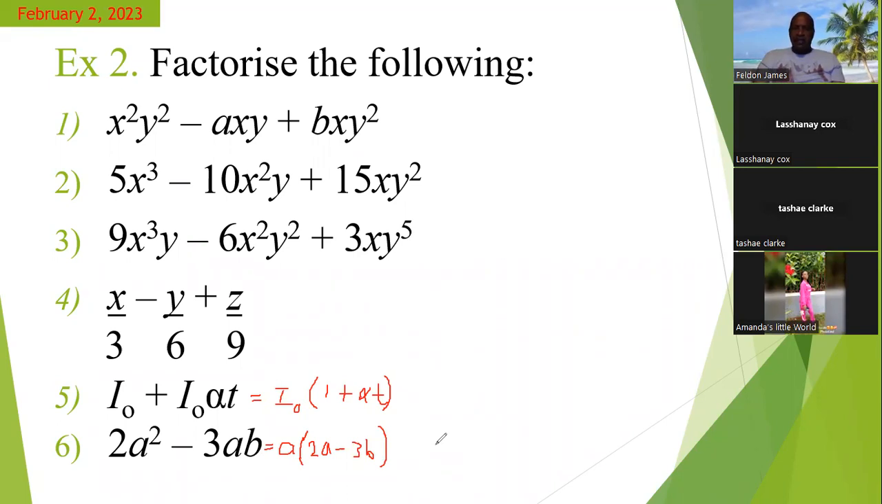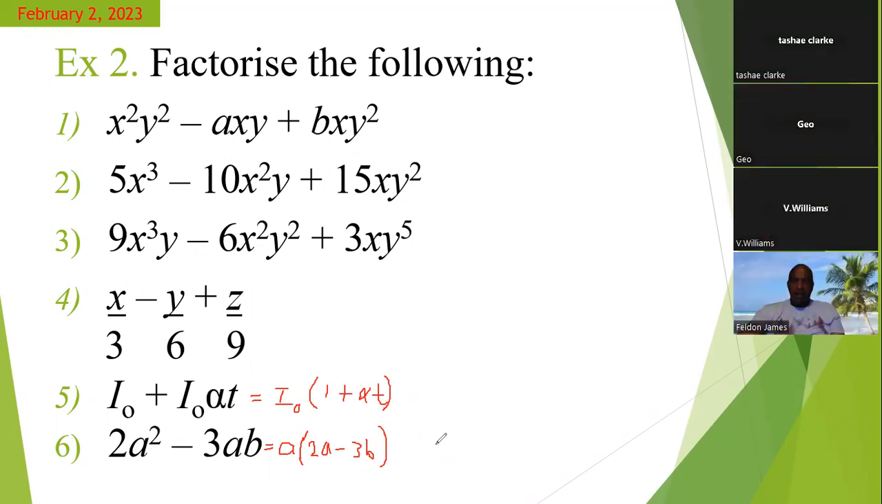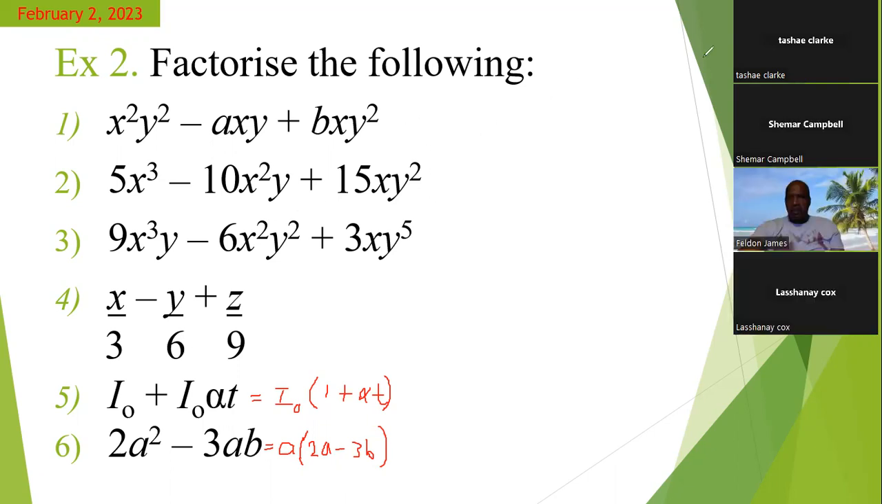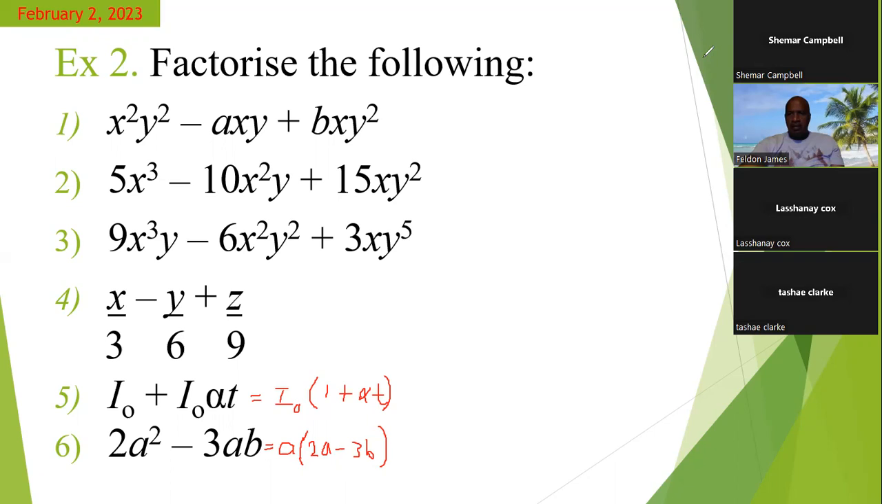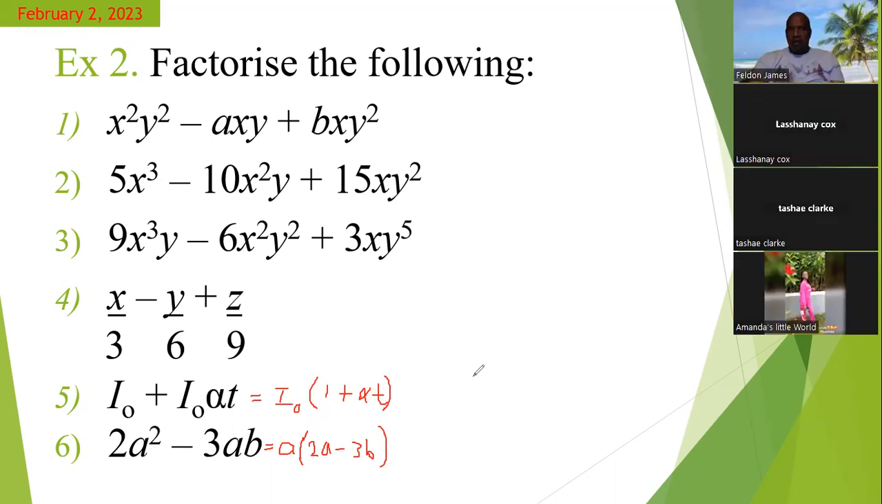Anybody else got that answer correctly? Let me see. Sir, question: how would I know when I'm supposed to find the lowest common factor when doing factorization, sir? All right. So for factorization, you're always finding the highest common factor, not the lowest common factor.